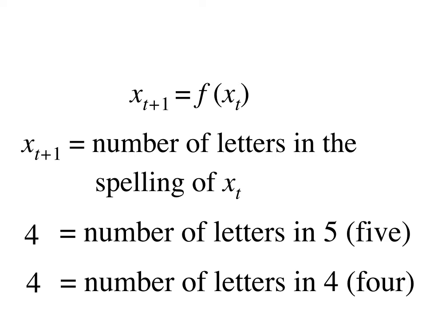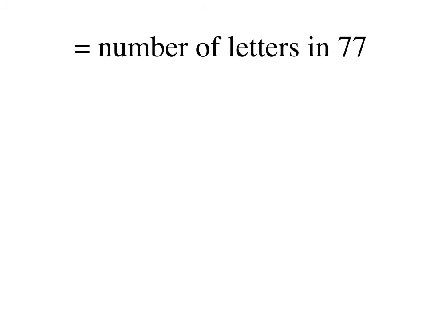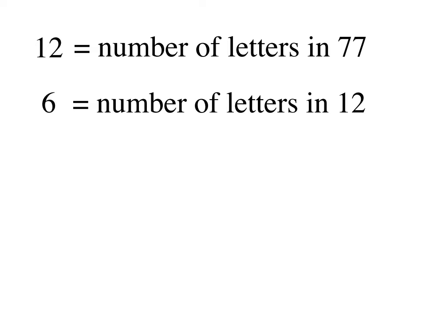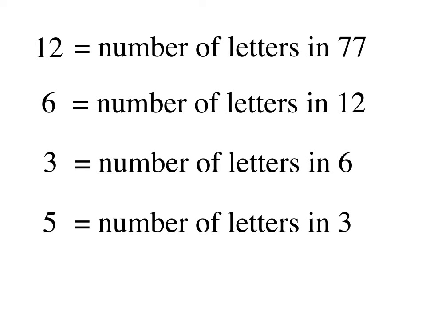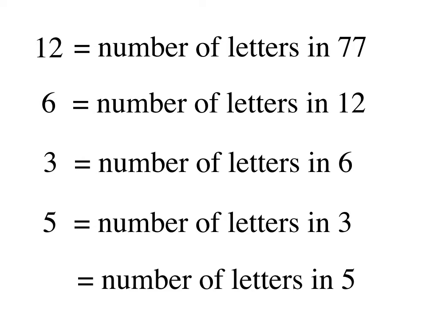Let's show some more examples. This time we'll start with a larger number, like 77. The number of letters in 77 is 12. The number of letters in 12 is 6. The number of letters in 6 is 3. The number of letters in 3 is 5. The number of letters in 5 is 4. And of course 4 goes to itself.